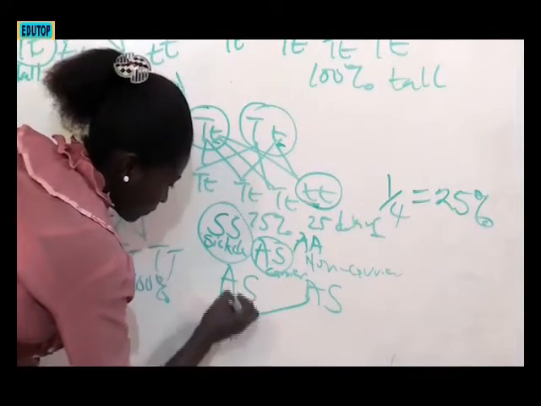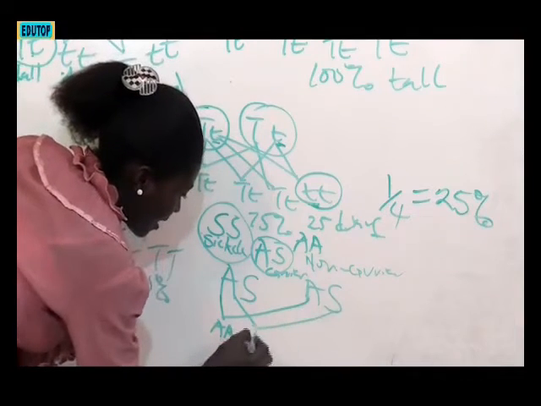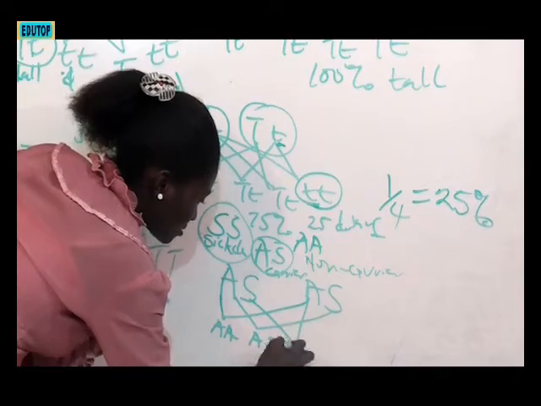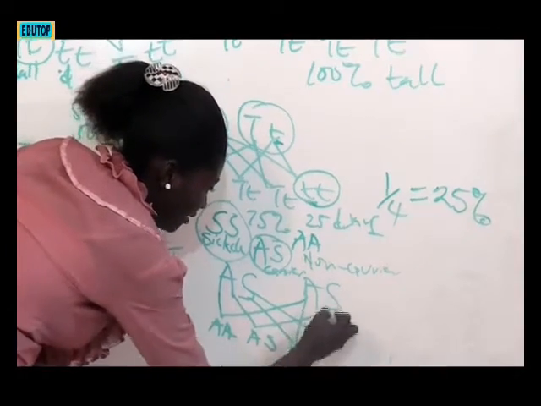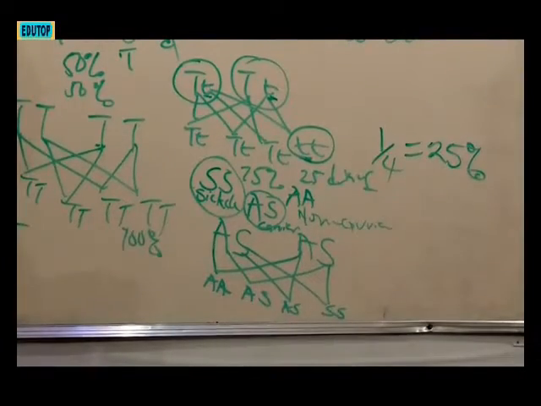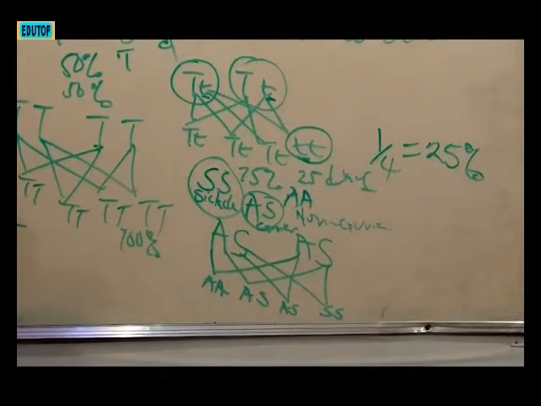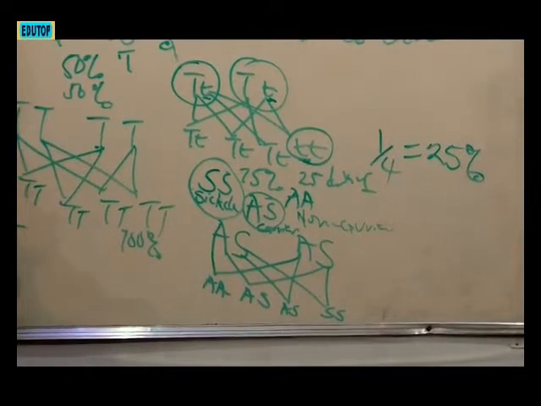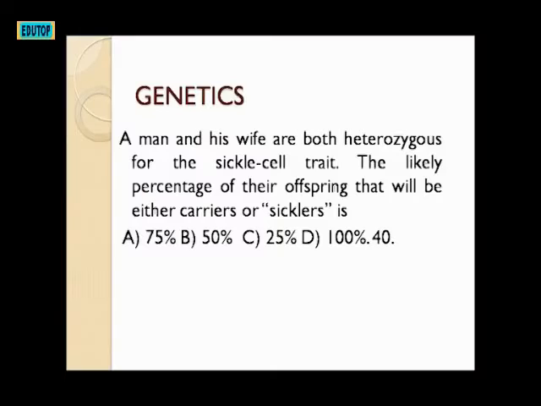We have AA, AS, AS, then we have SS. This is the likely genotype of the children that they will have. But they are now asking, what is the percentage of the offspring that will either be a carrier or sickle cell?